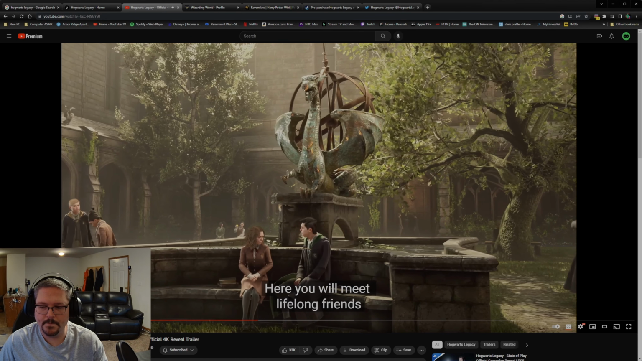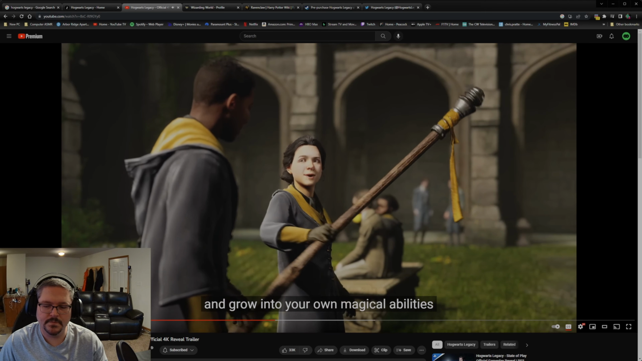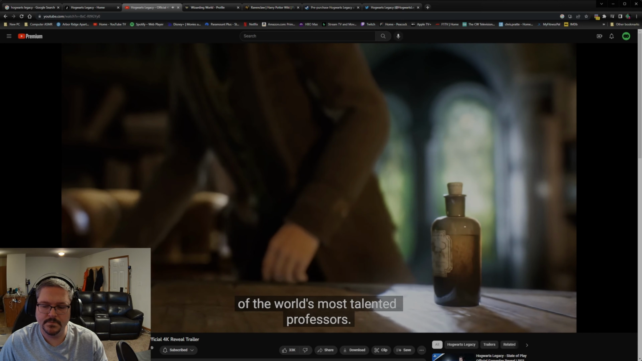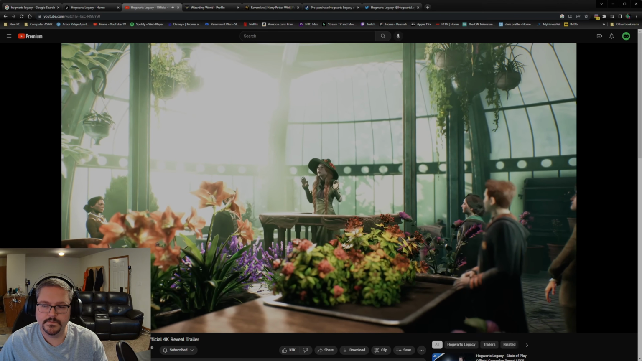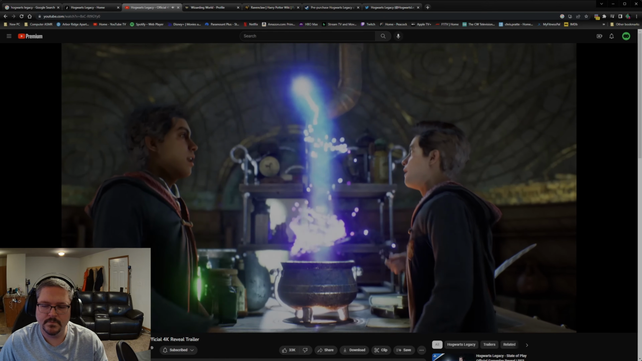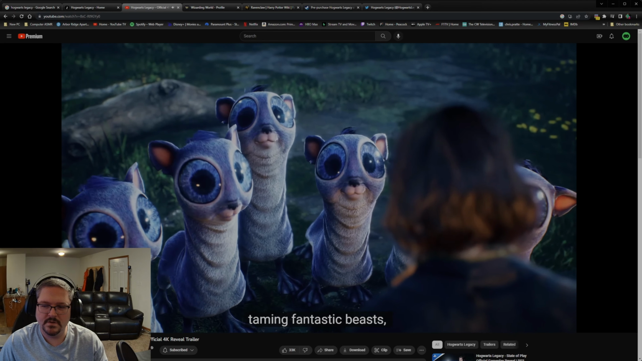Here you will meet lifelong friends and grow into your own magical abilities in the classrooms of the world's most talented professors. And while your journey begins at Hogwarts, brewing potions, taming fantastic beasts.